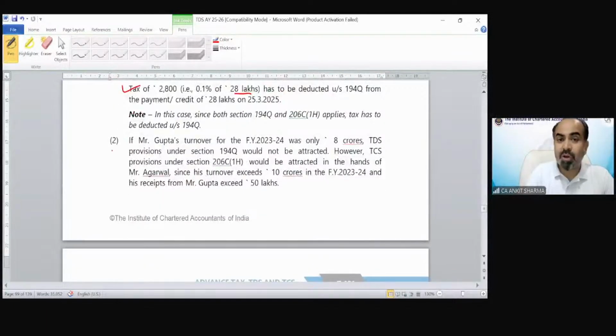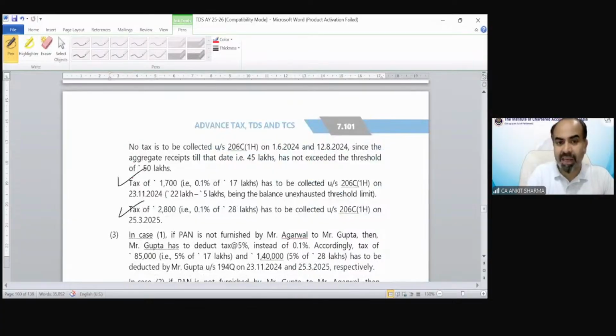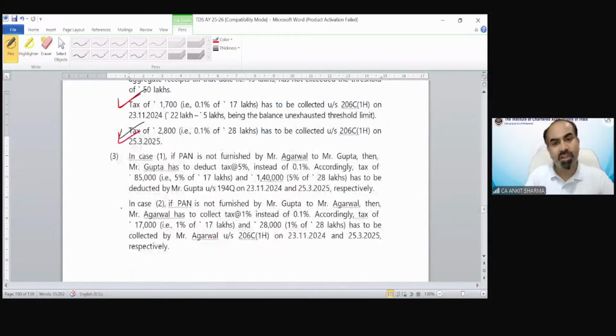Then in the second case, because TCS is applicable, the collection will be exactly the same, 1700 and 2800, but it would be TCS under section 206C1H. If the PAN number has not been submitted, then the rate would be higher: 5% in case of section 194Q and 1% in case of section 206C1H.